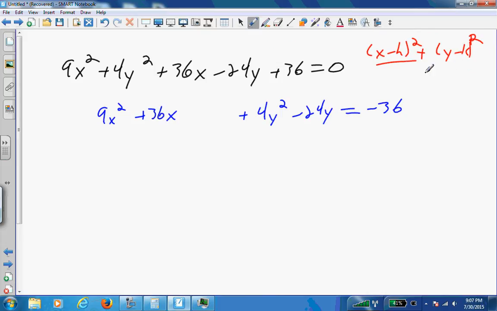So we're going to have some things on bottom and eventually a 1 over here. So we want to complete the square on these, but we also don't want a coefficient other than an understood 1 in front of the x. So let's factor out our coefficient. If we factor a 9 out, we have x squared plus 4x. Here, if we factor a 4 out, y squared minus 6y.